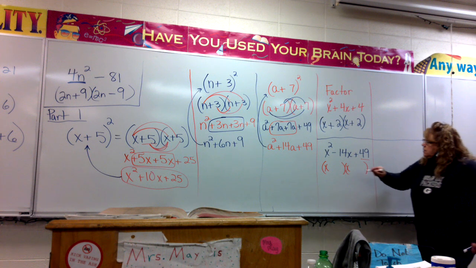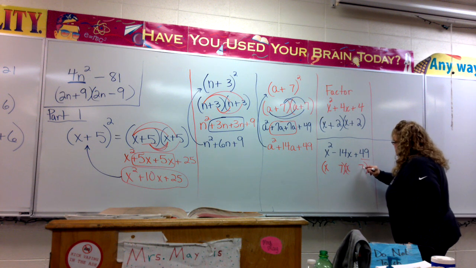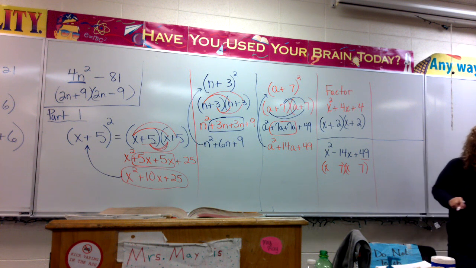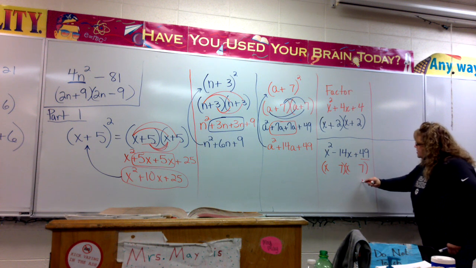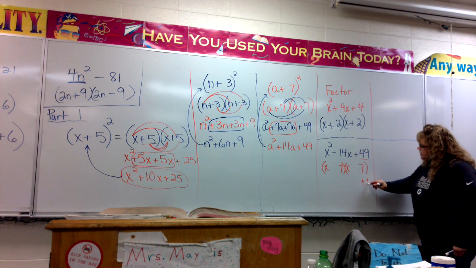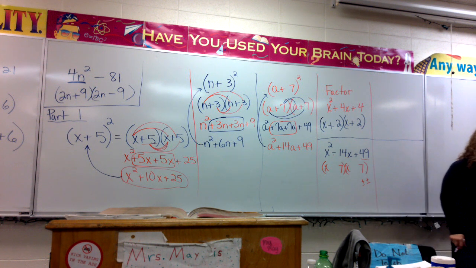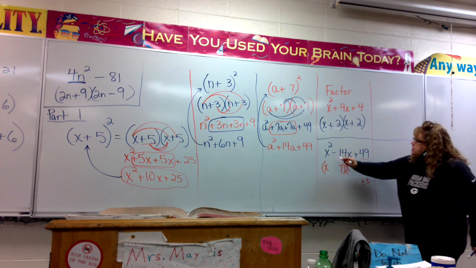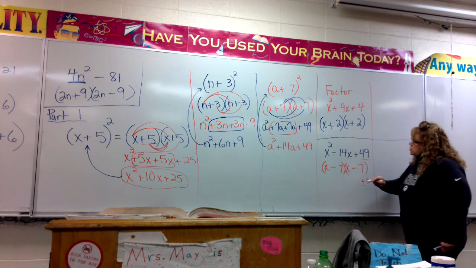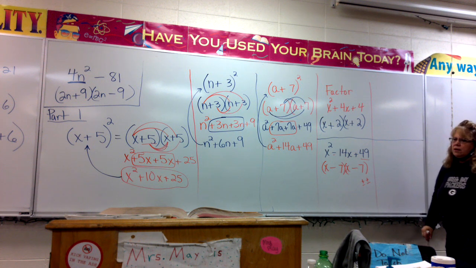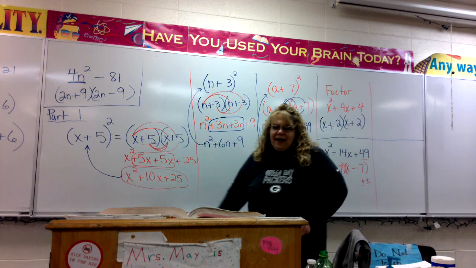7 and 7. And again, how do you multiply these two things and end up with positive 49? It's either positive times positive or negative times negative. This time, what's this one going to be? Negative, negative. Whatever's in the middle, that's what those are going to be. What else do we got there?